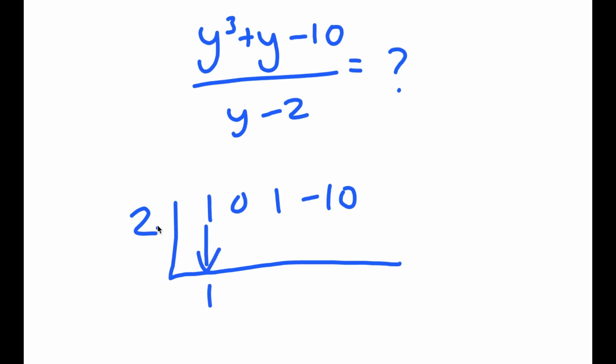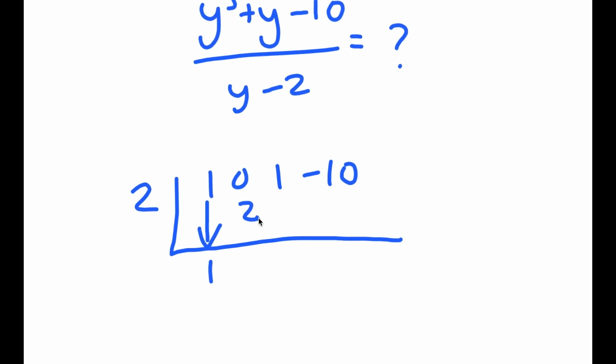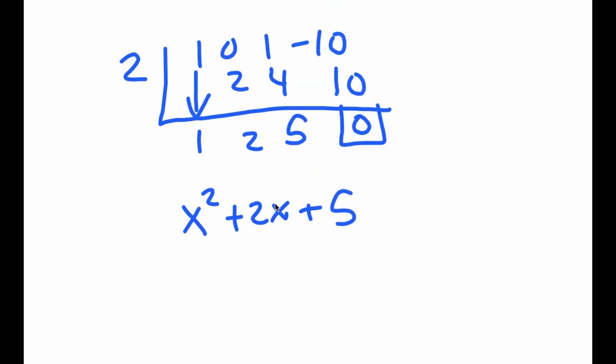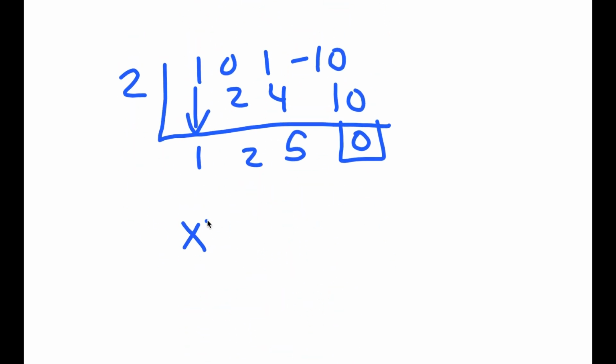So I'm going to drop down the 1 first. 2 times 1 is 2. 0 plus 2 is 2. 2 times 2 is 4. 1 plus 4 is 5. 2 times 5 is 10. Negative 10 plus 10 is 0. So I have a remainder of 0, and I'm left with x squared plus 2x plus 5. Meaning, or sorry, it should be y squared. I have y squared plus 2y plus 5.